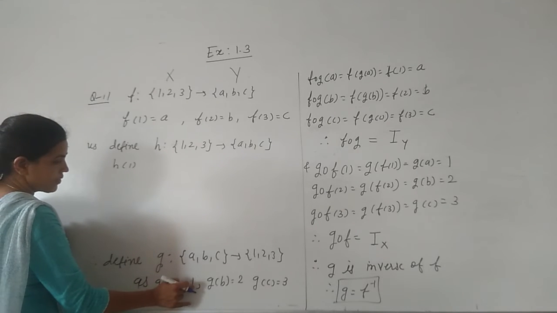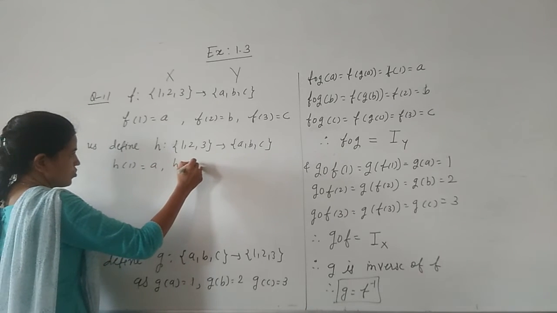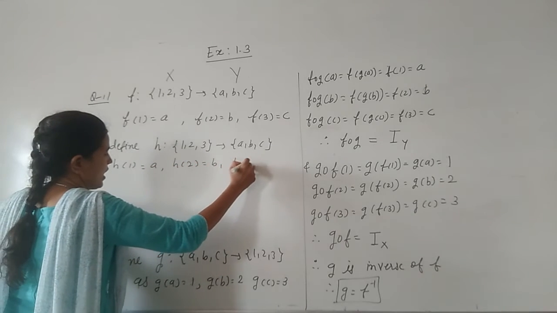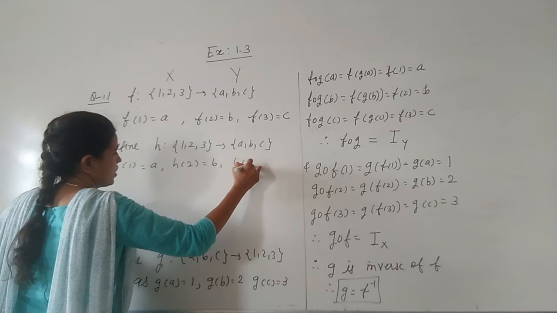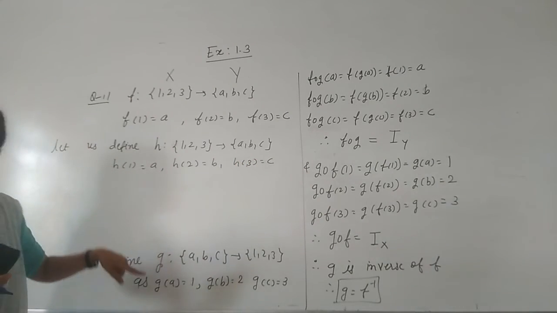So g of A is equal to 1, so h of 1 is equal to A. H of 2 is equal to B. And h of 3 is equal to C. So now we have to show that h is the inverse of g.